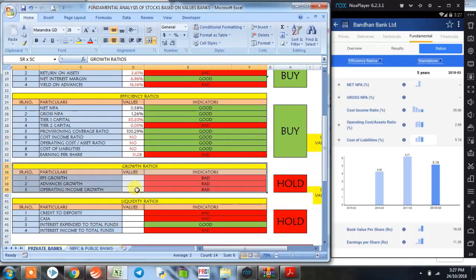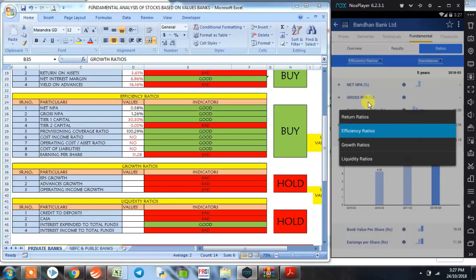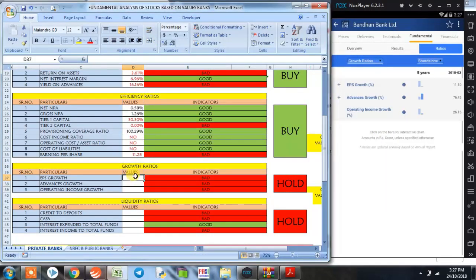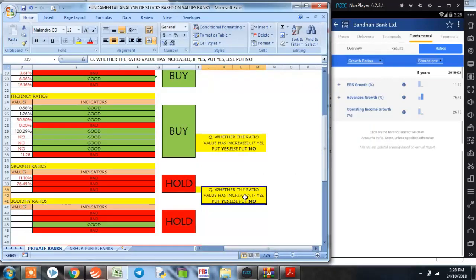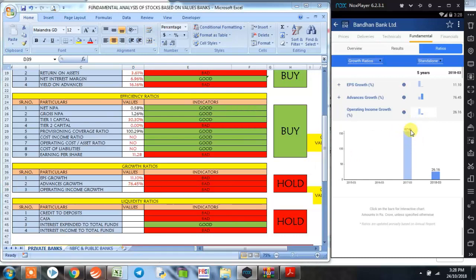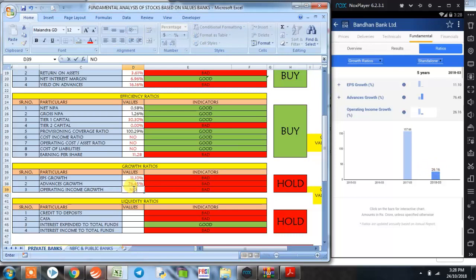Now coming on to the growth ratios. Here we click on growth ratios. The first growth ratio is EPS growth, which is 11.1. Advances growth is 76.45. Now for operating income growth, we again have to satisfy the same condition, that is if it has increased, yes. If it has decreased, no. So operating income growth, we can see from 157.66 to 26.16. It has decreased, so we put no. So overall growth ratio has given us a signal to hold on to our investment at this point of time.